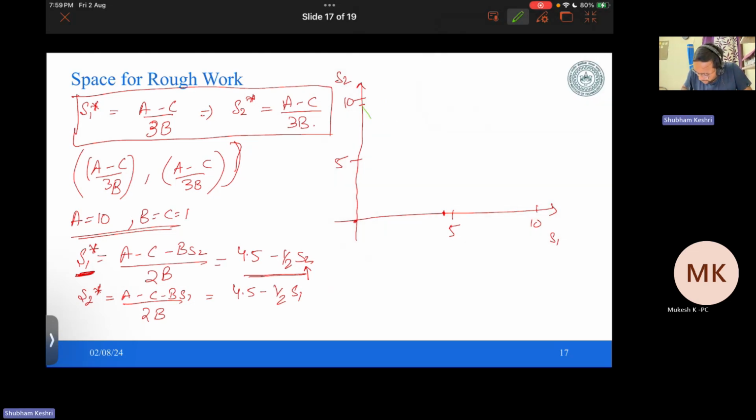This will be the line joining. So this is the best response curve for player 1. Again, when S1 is 0, S2* is 4.5. And when S1 is 9, S2* is 0. So this is the line.